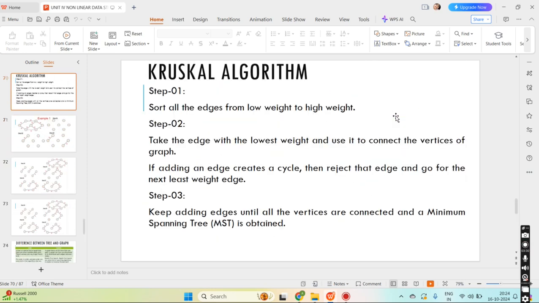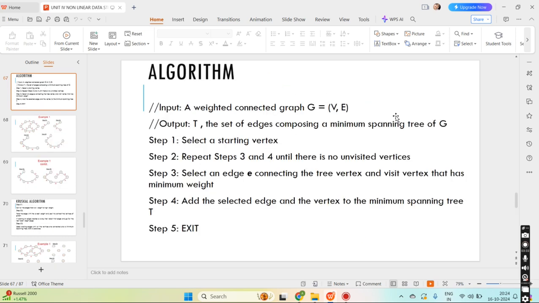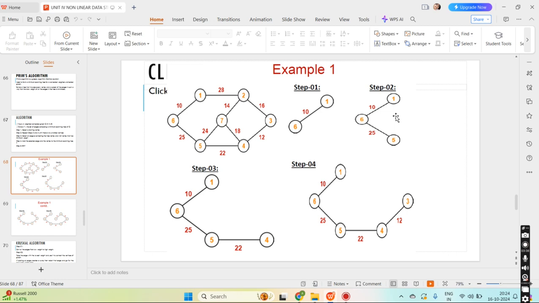Next is Prim's algorithm. Prim's algorithm is also used for calculating the minimum cost. This is the example for Prim's algorithm. First we have to identify the minimum cost. In this graph, 10 is the minimum cost. The second step is to find the minimum cost with the help of the first two vertices, 1 and 6. So 6 has a weight of 24 and 1 has a weight of 28. We have to identify which cost is lower. The cost 25 is lower, so we create an edge between 6 and 5.